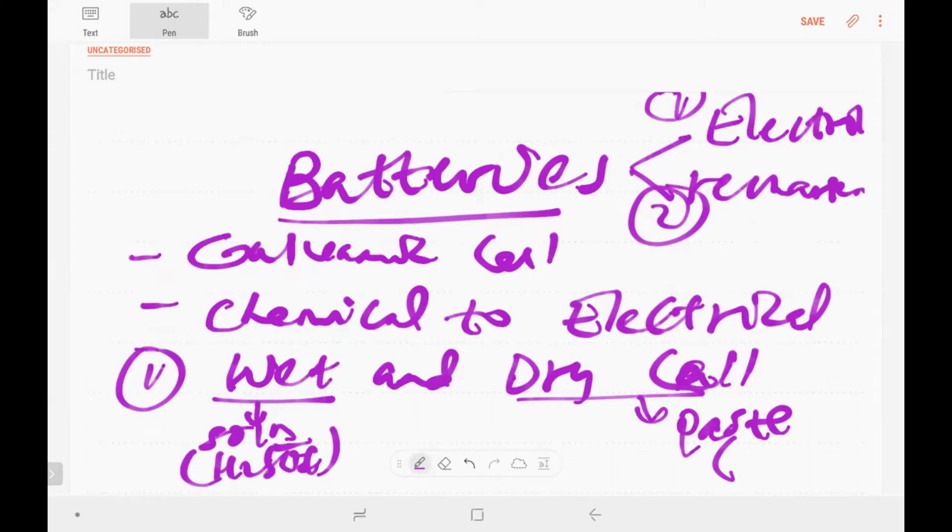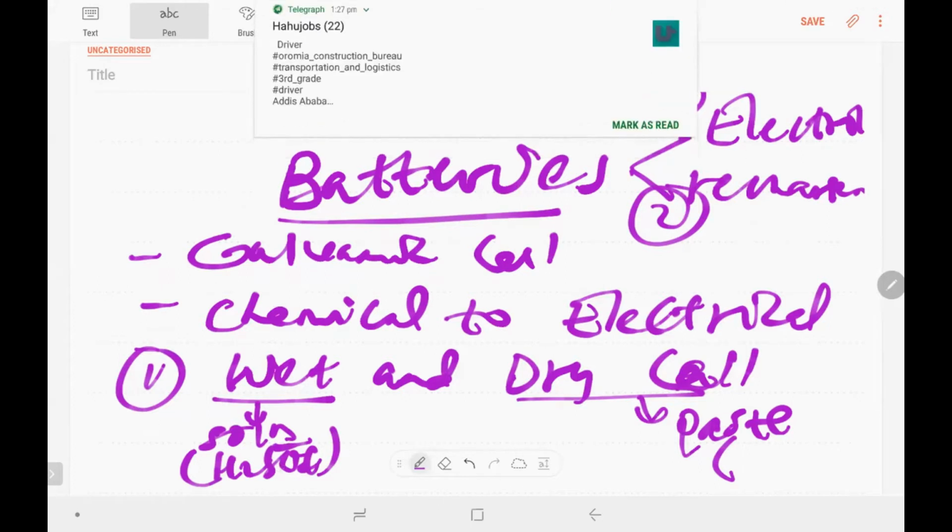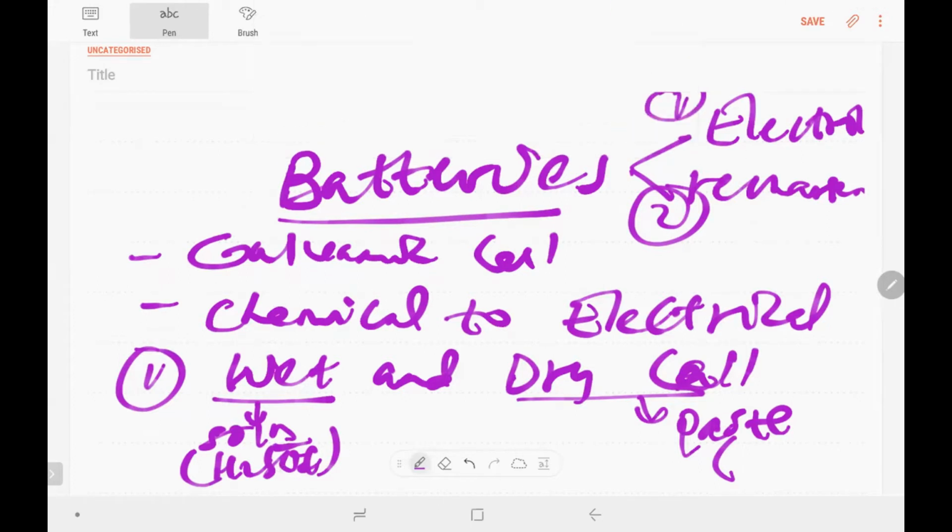We can list some examples. For wet, Daniell cell, and the best example is car battery. Car battery is sometimes also known as lead storage battery. Why is it a lead storage battery? Because a car battery involves lead as anode. That is why it is known as lead storage, and the car battery is an example of wet. Daniell cell is also an example of wet. Under dry cell, it can be primary or secondary cell. Any galvanic cell which has its electrolyte in paste form is known as dry cell. Examples are zinc carbon and mobile cell.